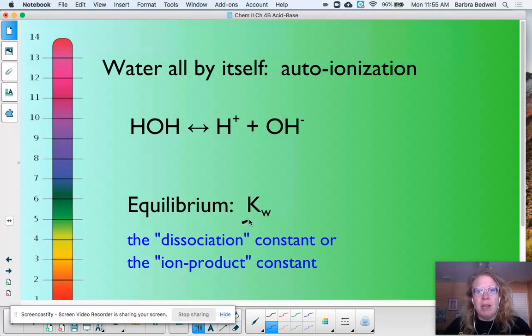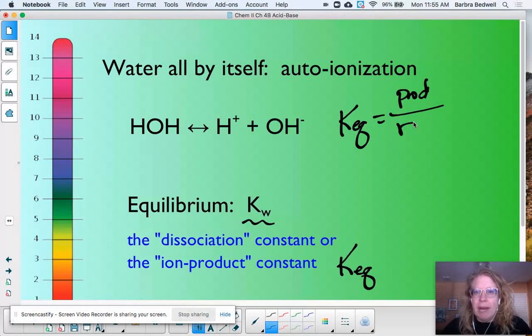And so when we create an equilibrium expression for this, we would still do products on the top and reactants on the bottom. This is called the dissociation constant, right? In the last chapter, we talked about the equilibrium constant, Keq. Well, the water case is specifically important enough that we call it Kw, because this is a really special case. And when we do equilibrium expressions, remember, we always do products up here and reactants down here, and these are both in molarities, right? Square brackets. So we would do the same thing for this one.